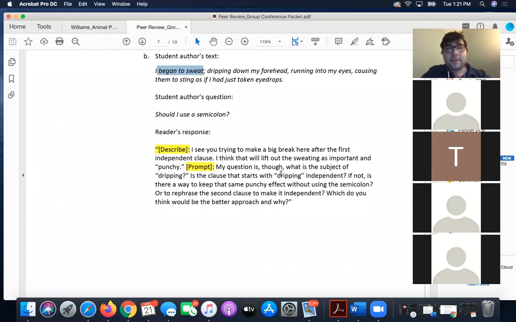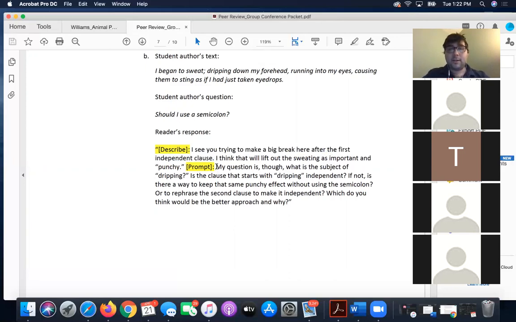I think that will lift out the sweating as important and punchy. So this is them reporting on their reader response, but note that before that, they talk about something very specific that's happening in the text, so that's okay. Then they move to prompting.